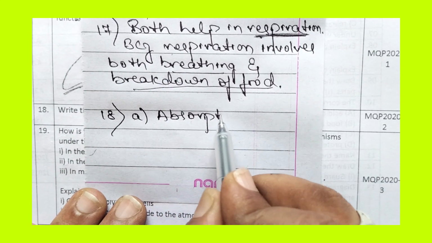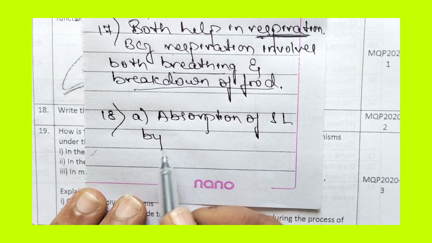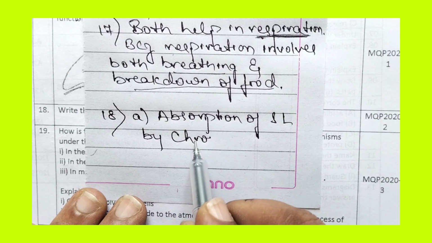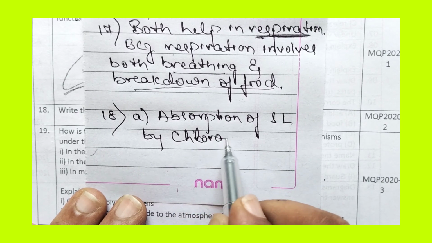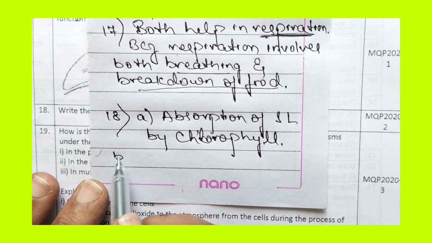Of sunlight by chlorophyll. Absorption of sunlight by chlorophyll. So this is the first point you have to write.